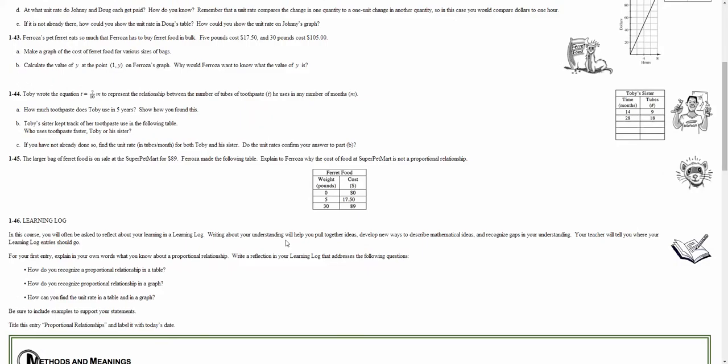Let's see, 144, toothpaste problem. Toby wrote the equation T equals 7/10 m to represent the number of tubes of toothpaste he uses in any number of months. So again, if Toby doesn't brush his teeth at time 0, then it took 0 toothpaste tubes, right? So you got to ask yourself, is that a proportion? Sounds kind of like it, right?